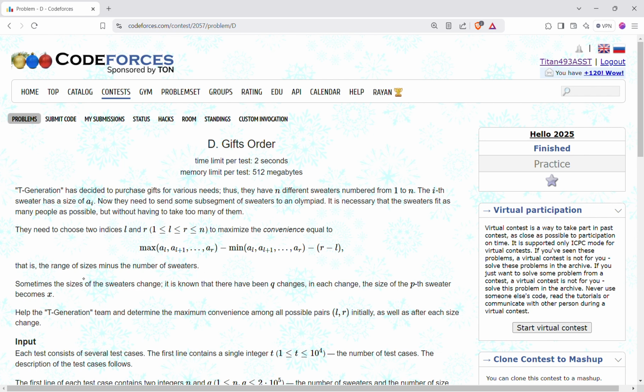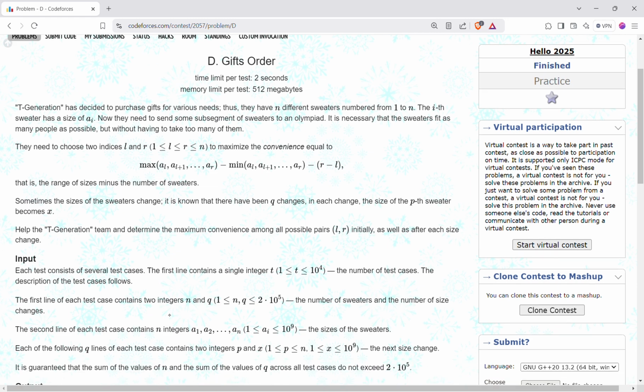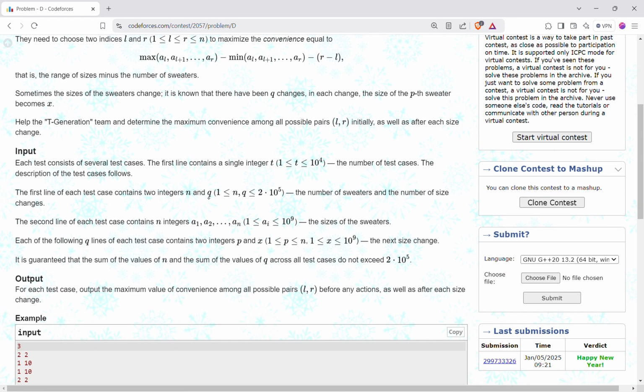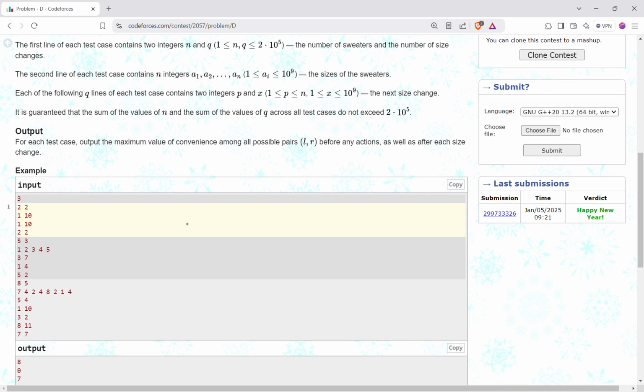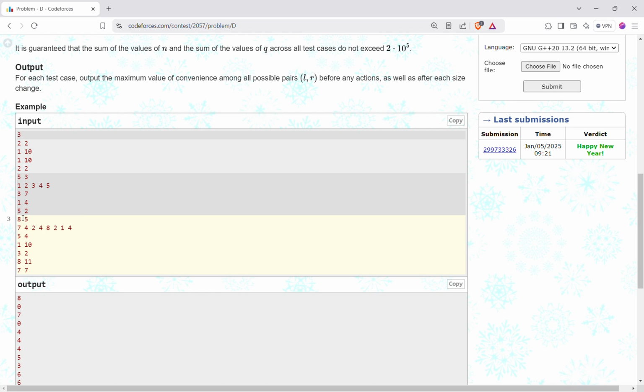Okay, so sometimes the sizes of sweaters change. It is known that there have been q changes. In each change, the size of the pth sweater becomes x. So help the T generation team and determine the maximum convenience among all possible pairs L, R initially as well as after each size change. So yes, inputs are n, which is the number of sweaters, q is the number of queries, a1 to an are the sizes of sweaters, and then q lines signify the updates. So let us take a look at this sample test case.